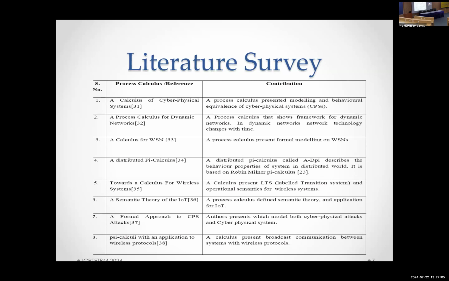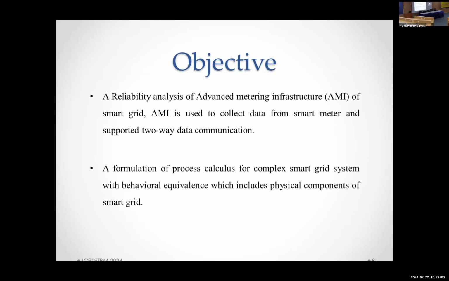These are the objectives. The first objective of this paper is reliability analysis. We are taking only one portion of a smart grid, that is the advanced metering infrastructure of the smart grid.